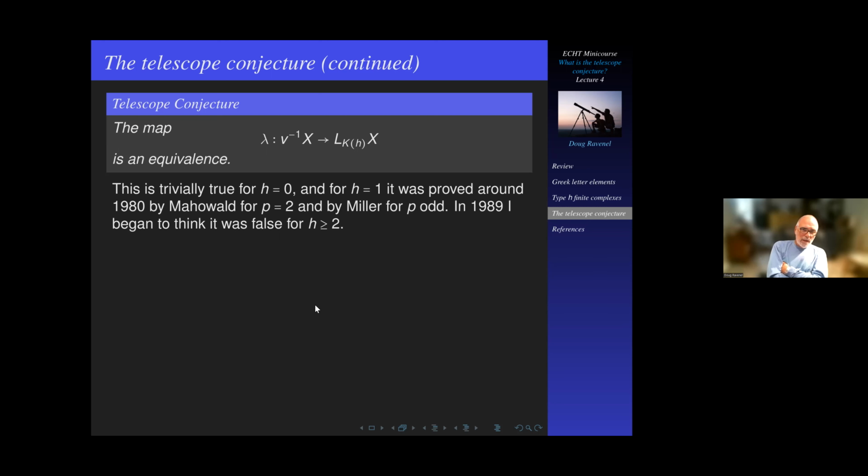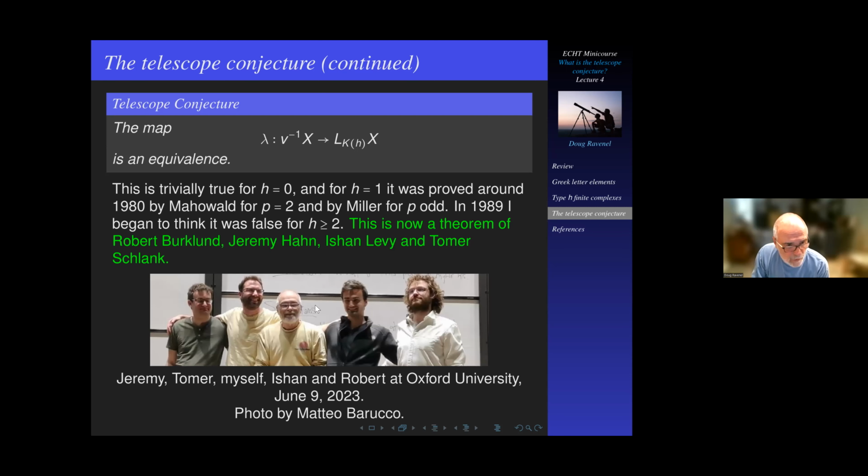However, in 1989, I began to think it was false for larger values of H, for H equal to 2 or more. So I made the conjecture actually in the late 70s. It appears in print in 1984, but by 1989, I was convinced that it wasn't true. It was actually false for H greater than or equal to 2. And this is now a theorem of Burklund, Hahn, Levy, and Schlank. So there's a picture of the four of them with me. This is when they announced their theorem at Oxford in June.